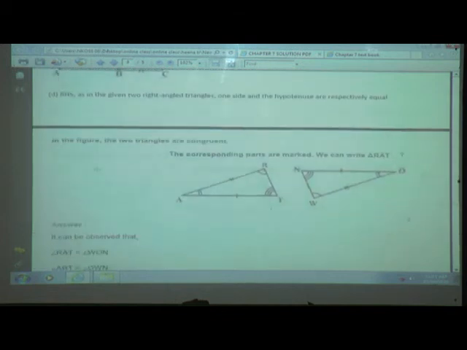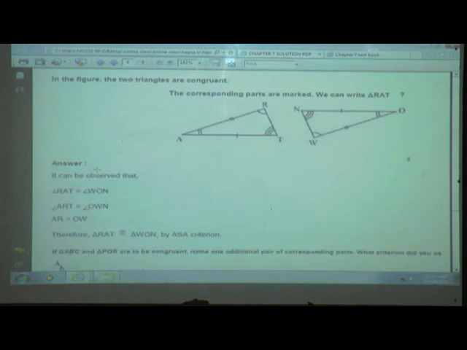We will see some examples, so it will be easier for you. In our figure, the two triangles are congruent. These two figures are given to us. We have to find out by which criteria, and what are the congruent parts in the given triangles. The corresponding parts are marked.